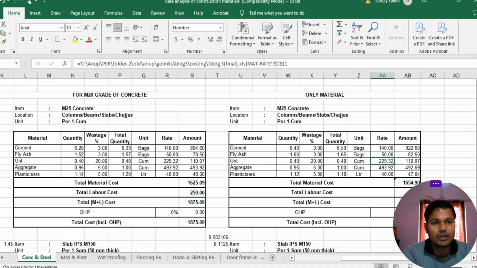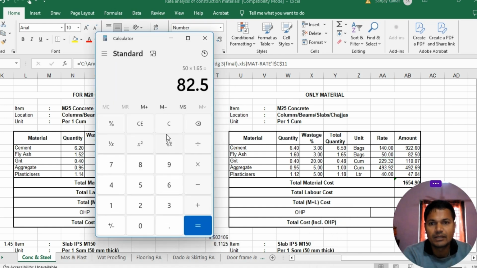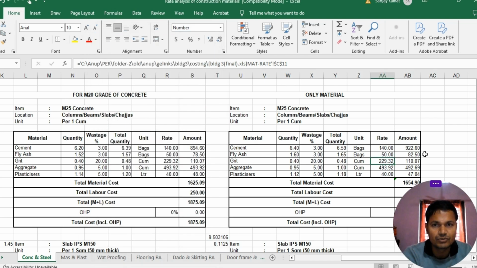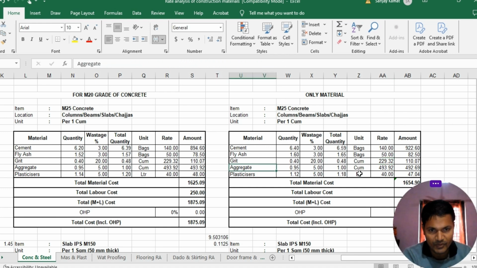Multiply 229.32 by 0.48. If you do that, then how much will it come? It will be 110.07. Okay.